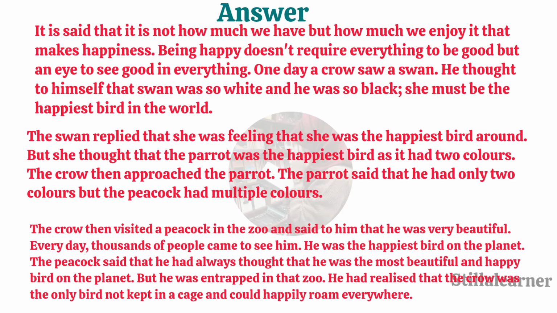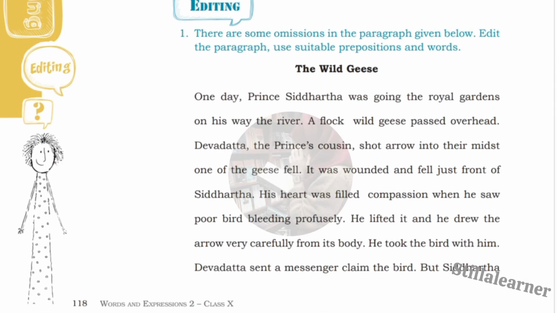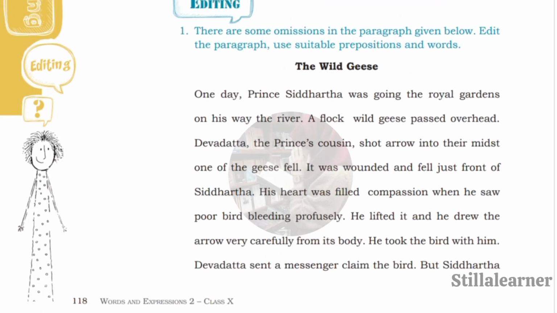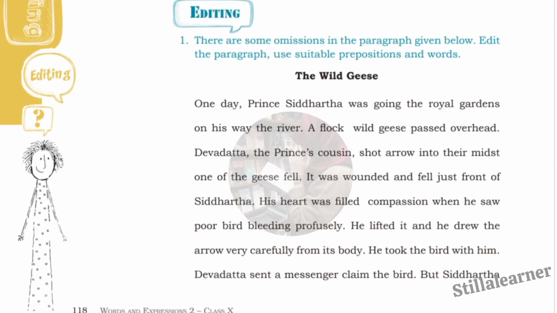The peacock said that he had always thought that he was the most beautiful and happy bird on the planet, but he was entrapped in that zoo. He had realized that the crow was the only bird not kept in the cage and could happily roam everywhere. So, this is the answer, and from this story, we get a lesson: be happy with what you have, don't compare with others.